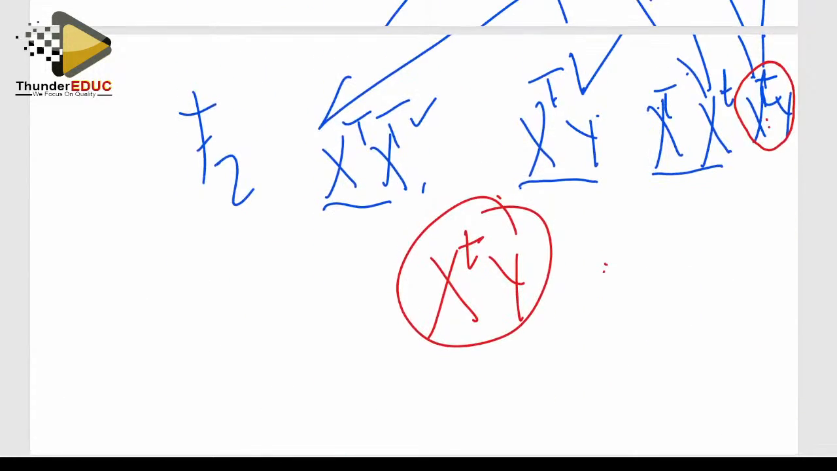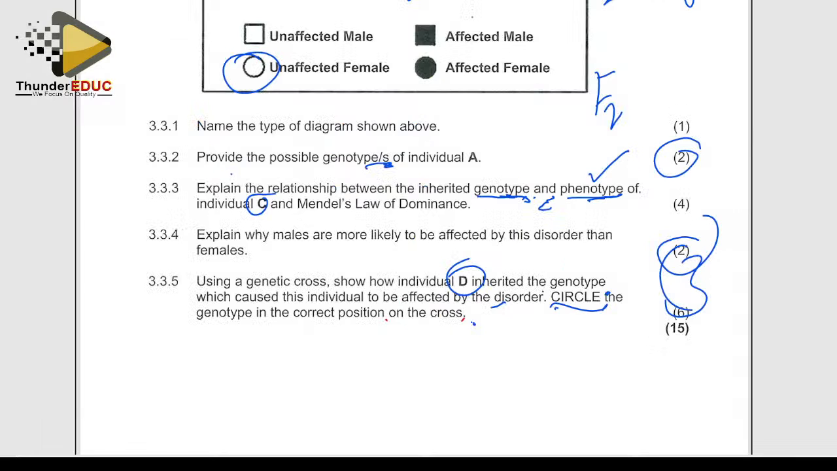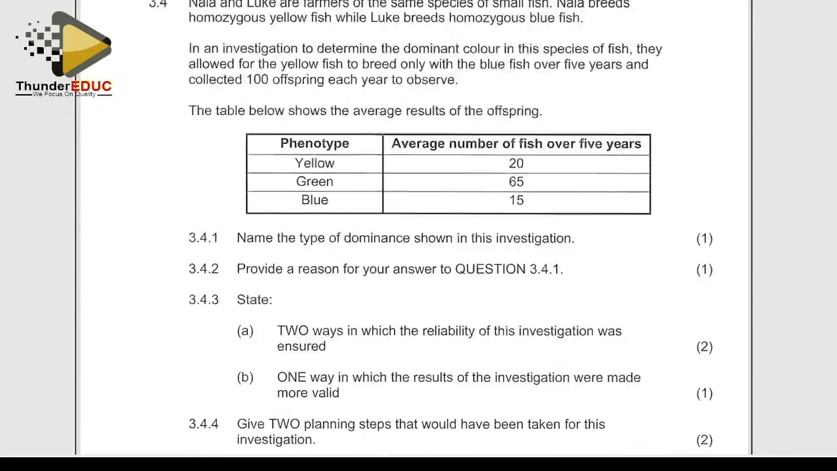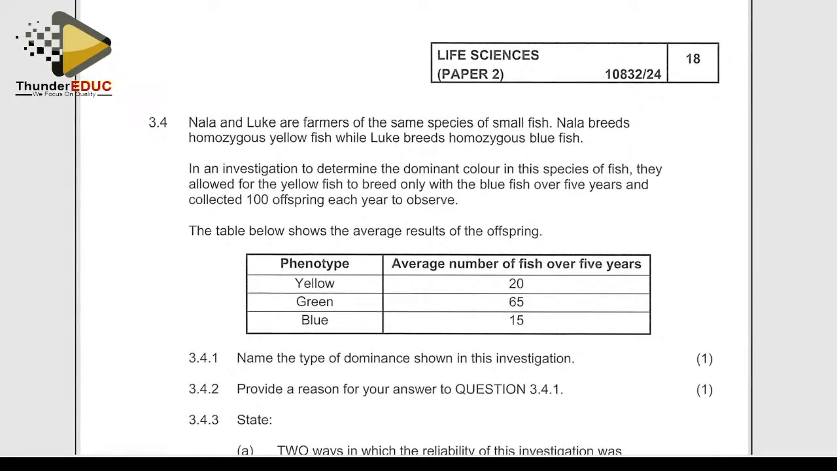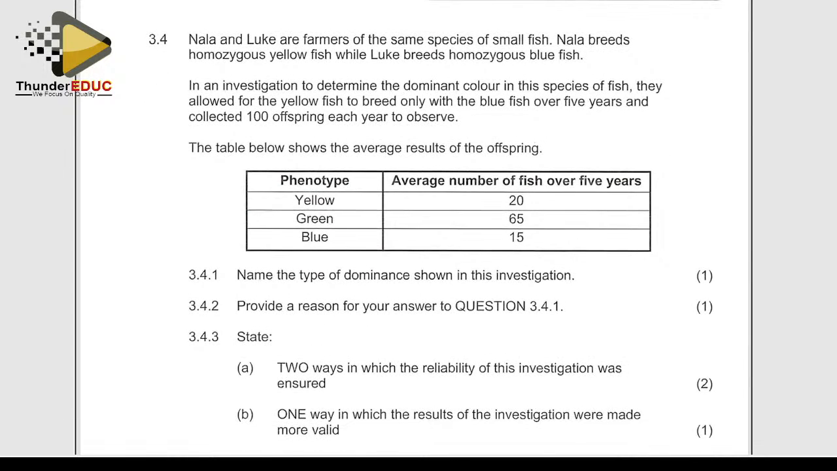How many marks are there? Then you can put phenotype, genotypes, everything, so that if any mark is there, they can still give you. I told you that when it comes to this genetic, you will write everything. No one is going to cross you because you overwrote. Yes.